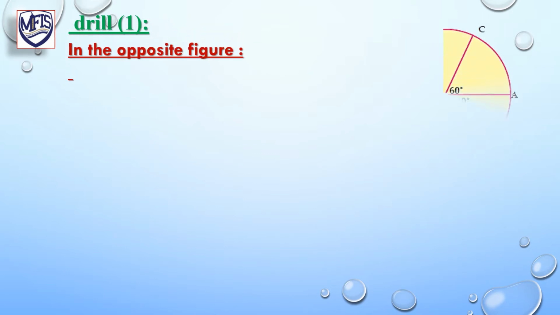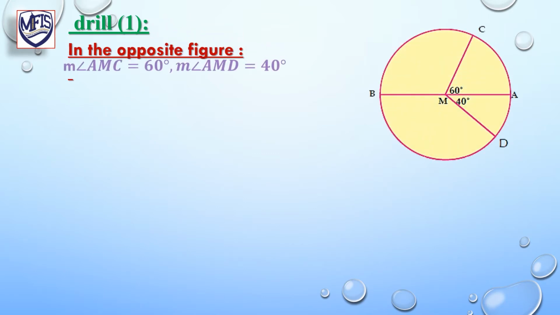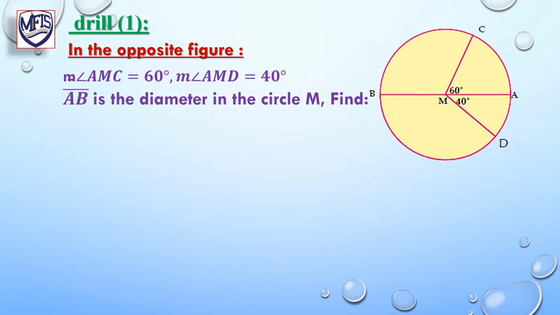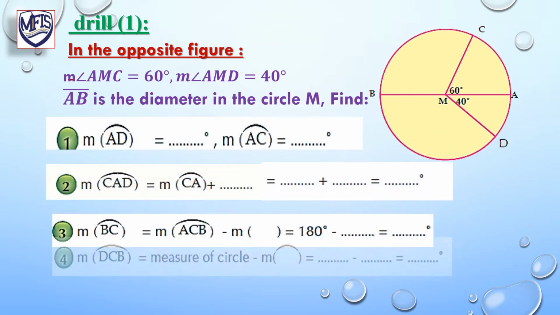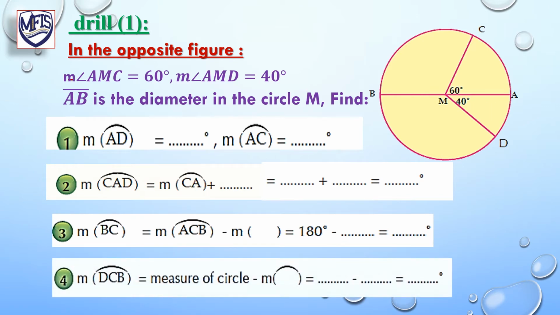Now drill number 1. In the opposite figure, measure angle AMC equals 60, measure angle AMD equals 40. AB is the diameter of the circle. Find the measure of arc. This is called measure arc AD. Where is arc AD? Here.